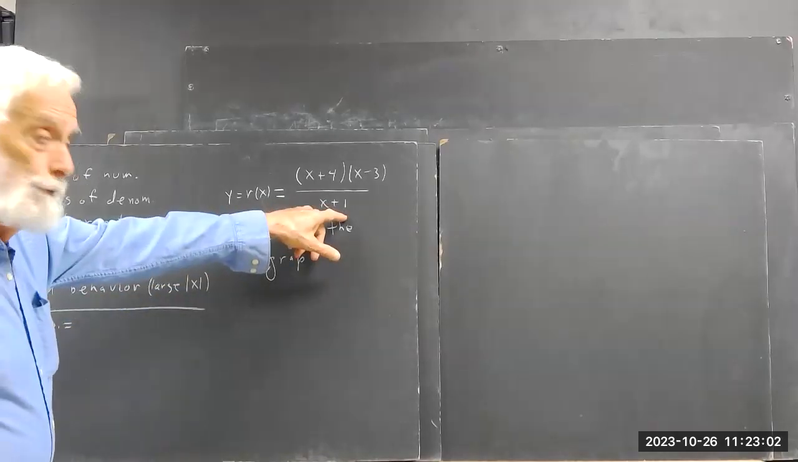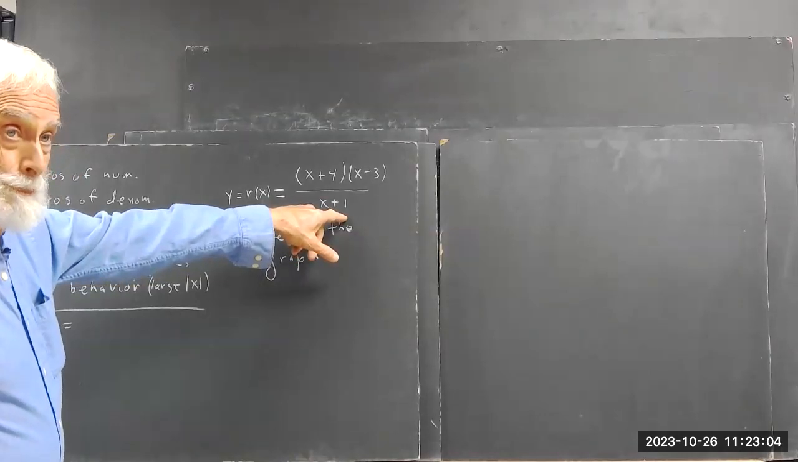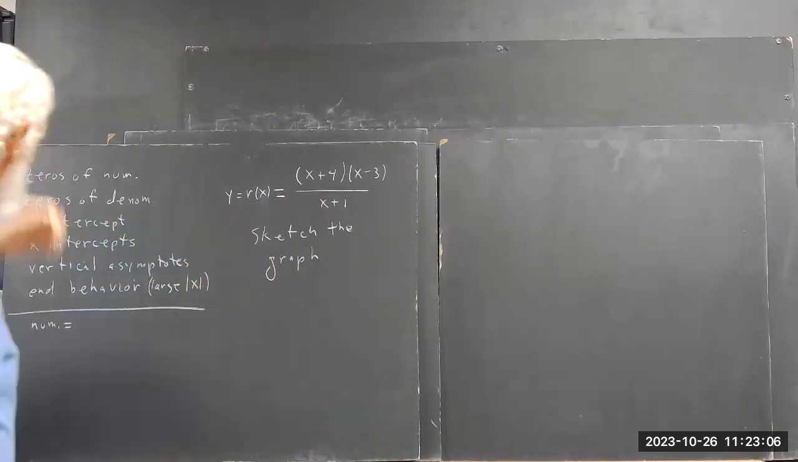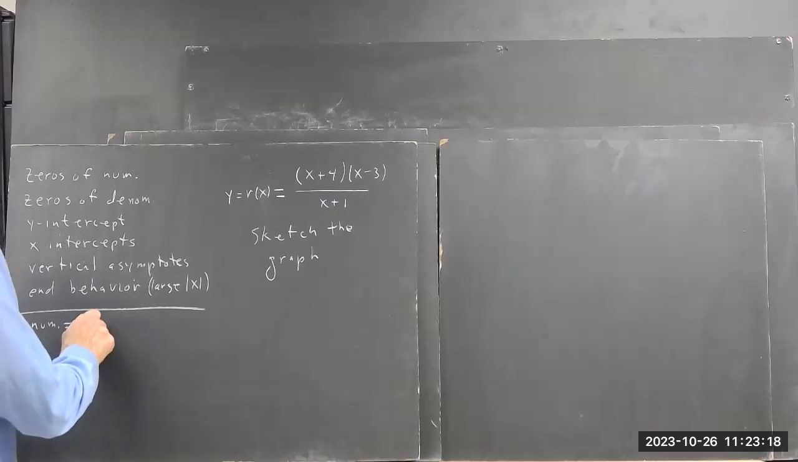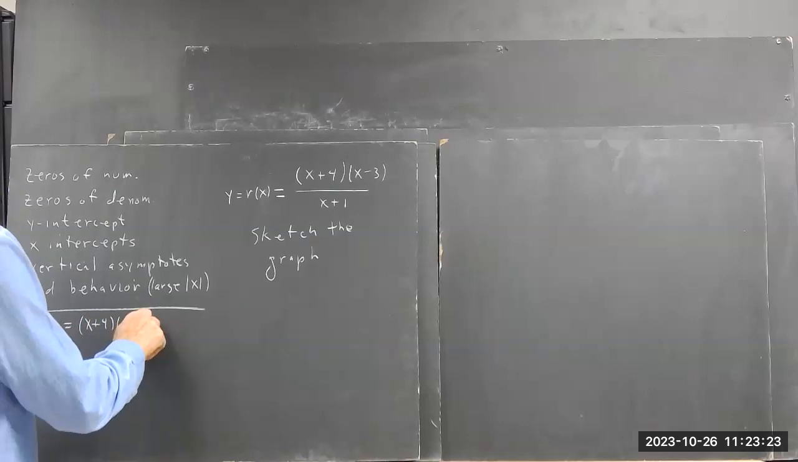we got this rational function. We want to try to sketch the graph. What we do is find the zeros of the numerator, zeros of the denominator, etc. Okay, I recommend that you write out what you're doing at each step. Write out that the numerator equals x plus 4 times x minus 3.